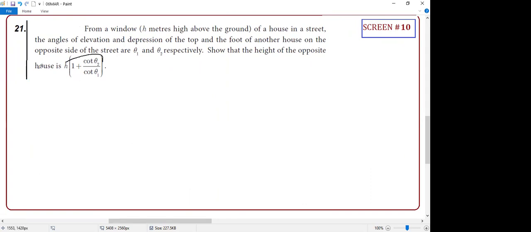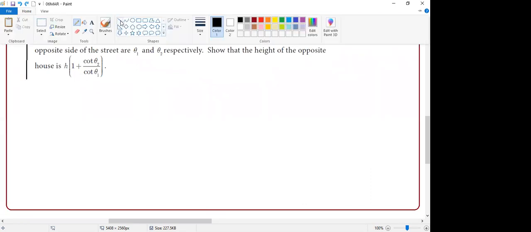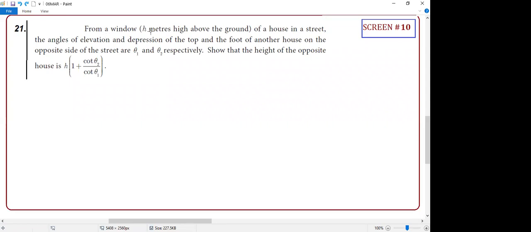Okay. So now you just visualize how the story is. From a window, the window is how much height? H meters from the ground. Okay, guys. This is the window, and the window is the observer. This is H meters from the ground.